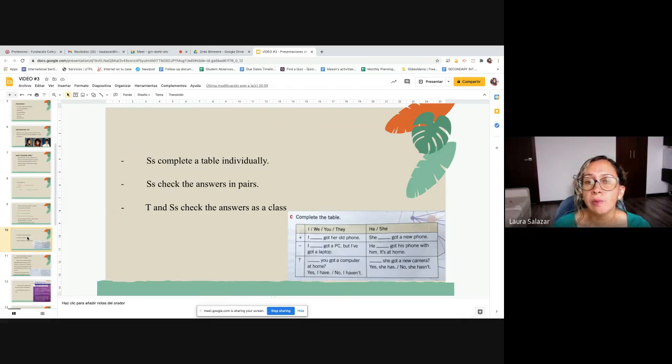Students complete a table individually. This is the table that they are going to complete. They are going to complete it with these words, I, we, you, or they, in the gaps that they have here. In this part, they are going to complete with he or she. Then when they finish, students check the answers in pairs, and then the teacher and students check the answers as a class.